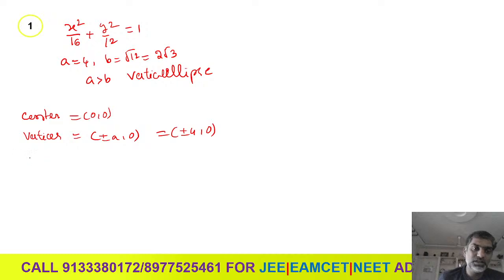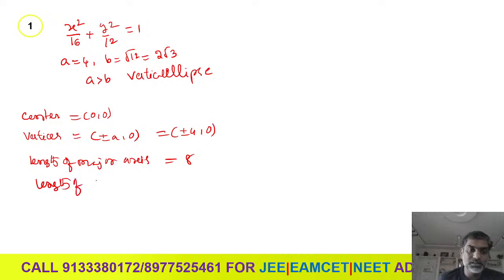Next, after the completion of vertices, we can write the length of the major axis also. What is the length of the major axis? Length of the major axis is 8. Then immediately we can write the length of the minor axis. What is the length of the minor axis? Length of the minor axis is 4 times square root of 3. So center, vertices, length of major axis, length of minor axis. Already we have discussed vertices.